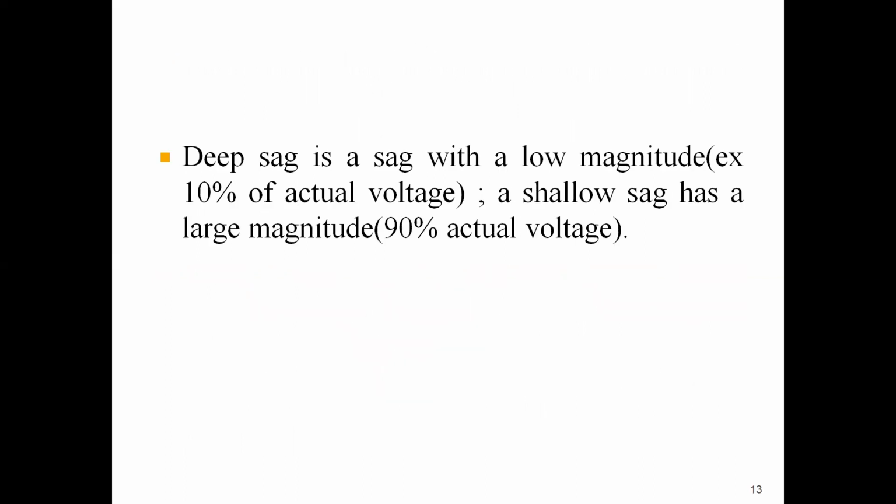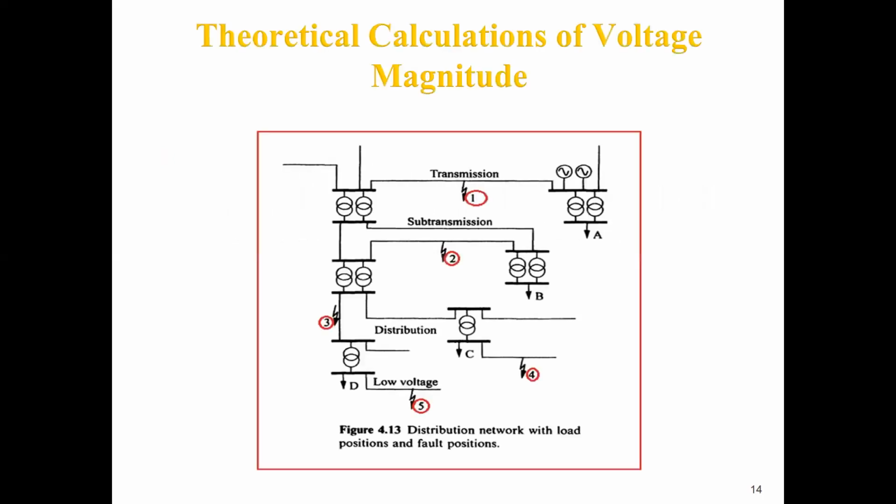Again, this sag we can quantify into two different terms: one is the deep sag and the other is the shallow sag. What is a deep sag? A deep sag is a sag with low magnitude, for example around 10% or 20% of actual voltage, 10 to 20%, not exactly 10. Similarly, a shallow sag has a large magnitude, around 90% of actual voltage. If the sag voltage is around 90%, you can call it a shallow sag, whereas if it is only around 10% of actual voltage, you can call it a deep sag.